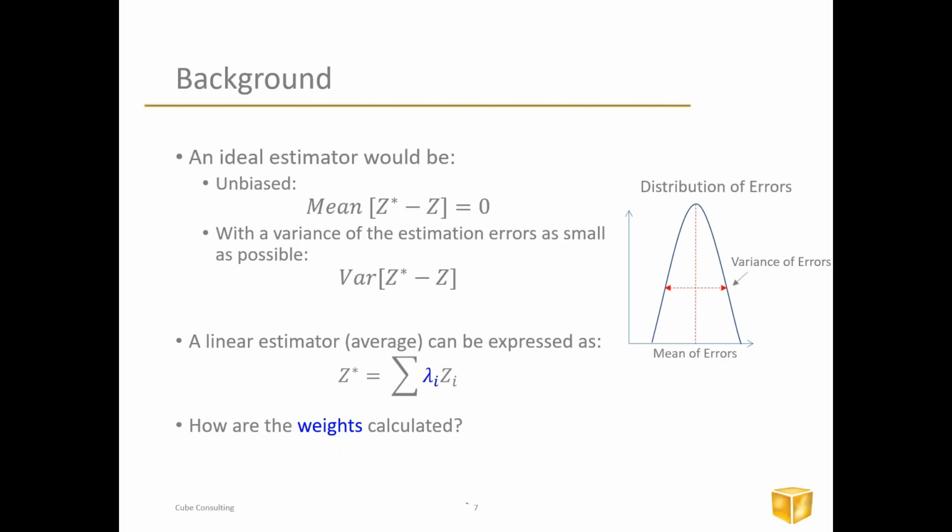So if you take a step back and try to redefine what is a best estimator, or an ideal estimator, well, first of all, we want that estimate to be globally unbiased. That means that we want, on average, the estimation error to be equal to 0. Second thing is we want the distribution of the error to be as tight as possible, so the variance of the error to be minimized. And then when we look at a linear estimator, it's simply a weighted average of the samples that I use for the estimate. So the key thing here is, how do we calculate the weights?